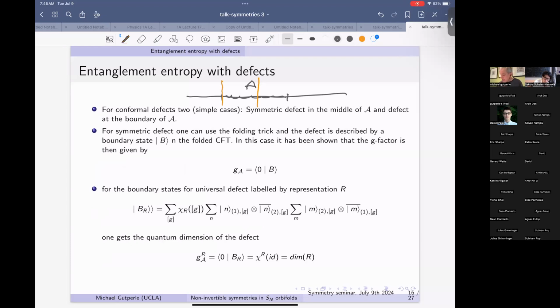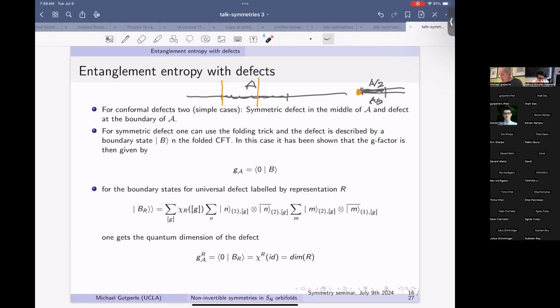That is sometimes called the entanglement entropy with the defect at the boundary. For a symmetric defect, one can in principle use the folding trick, and then the defect becomes, as we said, a boundary CFT, and the entangling region is in some sense symmetric. So we can think of this as the entanglement entropy of a region in the tensor product, so this would be the entanglement entropy in the BCFT.